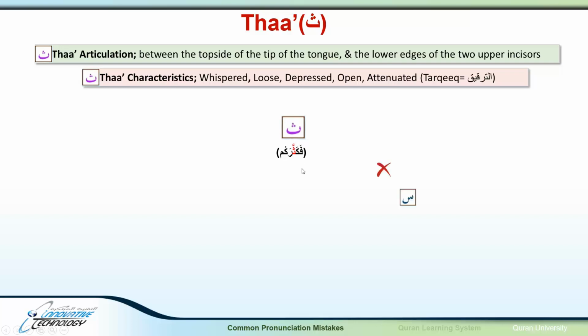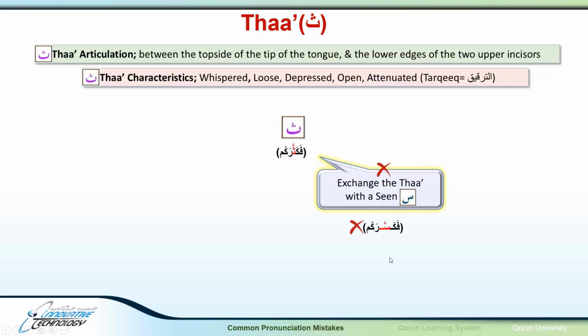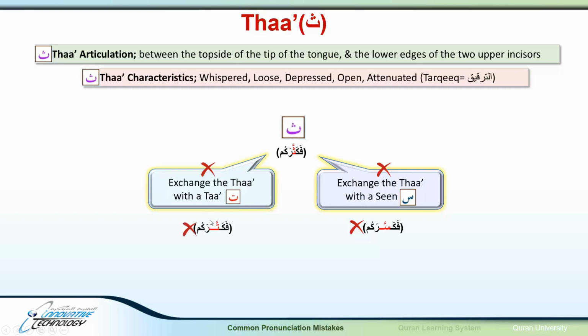The first mistake is to pronounce it as a sin. You exchange the tha with a sin, and instead of saying فَكَثَّرَكُمْ, you might be saying فَكَسَّرَكُمْ, sin instead of the tha. This is wrong. A similar mistake would be to replace the tha of فَكَثَّرَكُمْ with a ta. The mistake sounds like this: فَكَتَّرَكُمْ. So we're having ta instead of the tha. And the right way of pronouncing it to correct the two mistakes is like this.